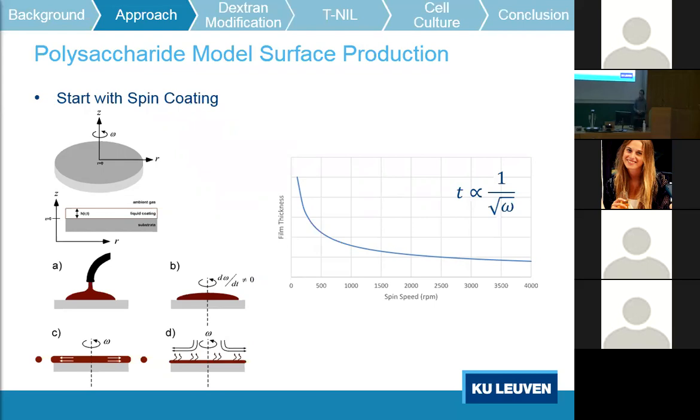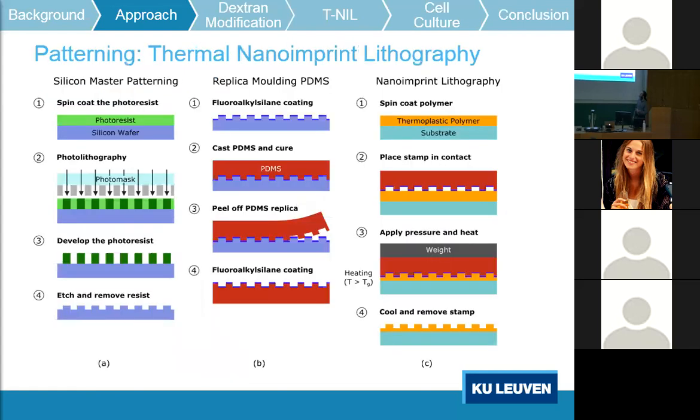But now, of course, you need to introduce some topographical information into the surface. And to do this, I looked at the same field and used a method that is not commonly used with polysaccharides or even in the field of tissue engineering, and it is known as thermal nanoimprint lithography. I'll try and walk you through the steps of this procedure.